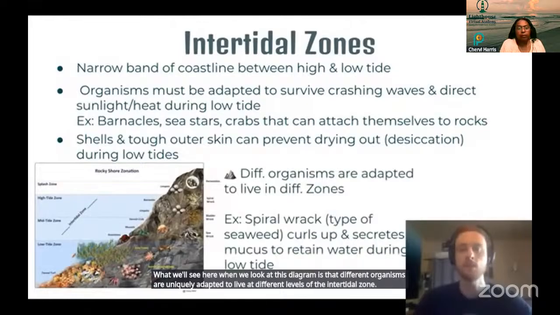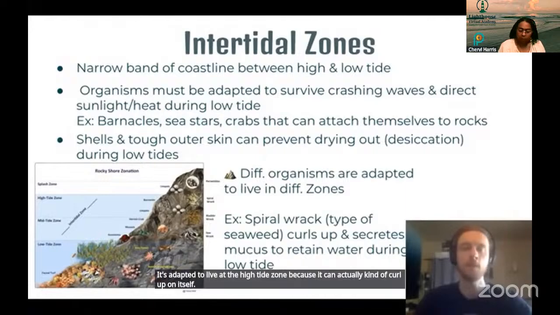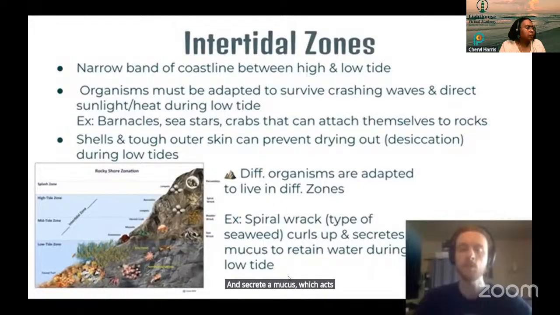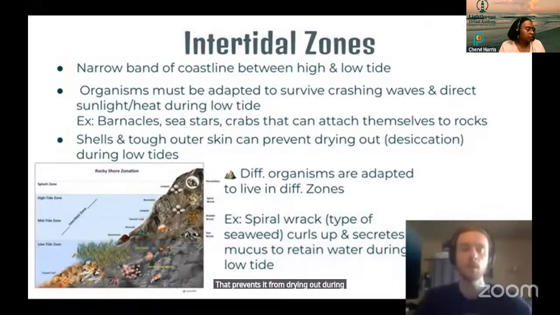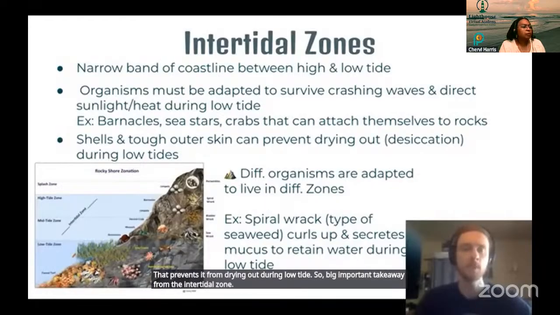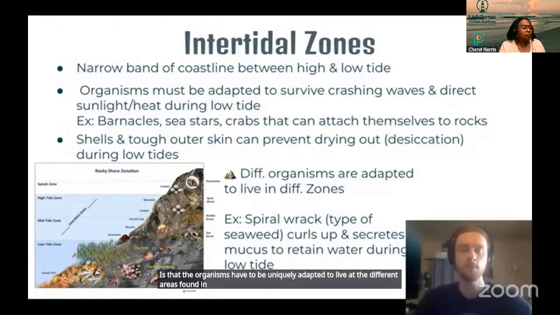So for example, we have the spiral rack, which is a type of seaweed. It's adapted to live at the high tide zone because it can actually kind of curl up on itself and secrete a mucus, which acts as kind of a moisturizing substance that prevents it from drying out during low tide. So big important takeaway from the intertidal zone is that the organisms have to be uniquely adapted to live at the different areas found in the intertidal zone.